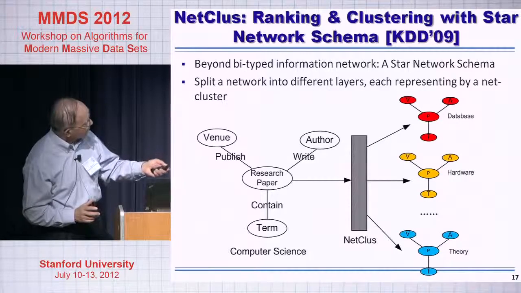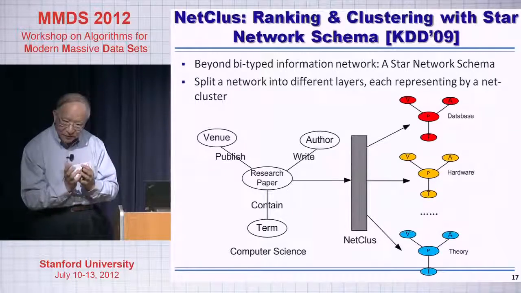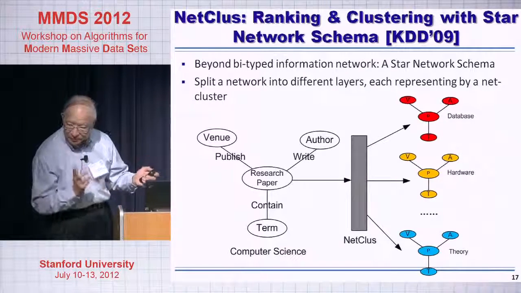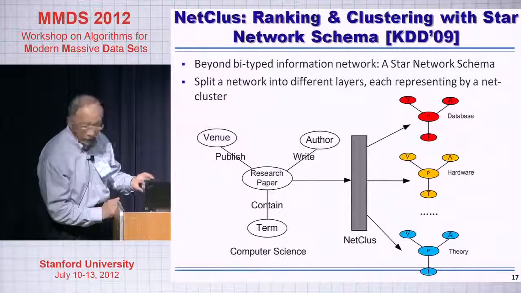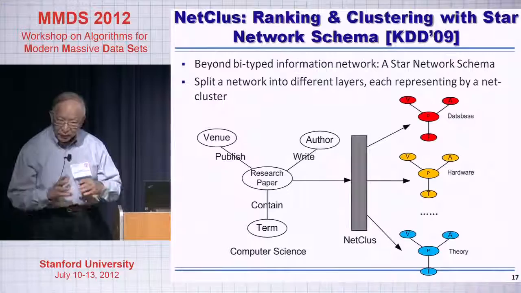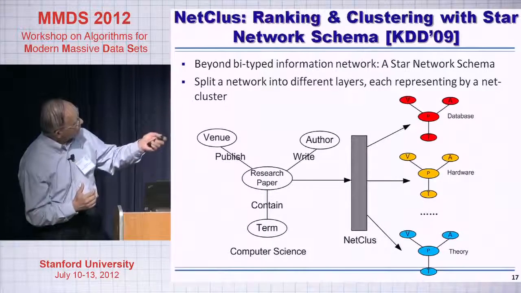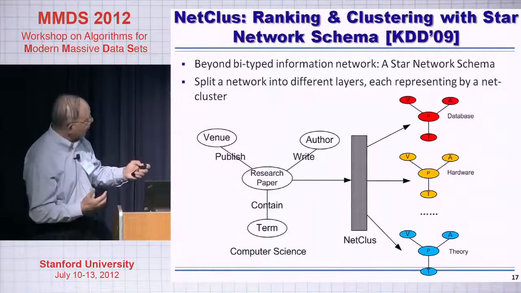get database, hardware, theory. Once you get into each cluster, the DNA structure, the type structure, is the same. You still have a paper linked with author, venue, and terms. But doing clustering and ranking in a nice way, you can cluster them into different clusters and you can rank them based on the importance.